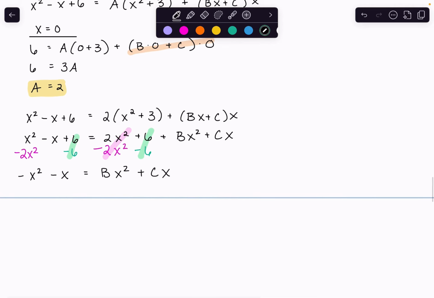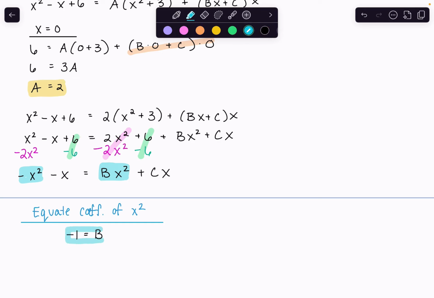So from here, I'm going to go ahead and equate those coefficients. So we're going to equate the coefficients of x squared. On the left-hand side, we have negative x squared. The only thing dealing with x squared on this side is b. So immediately that tells me -1 has to be b. I should use the same color that I've been boxing all of these in.